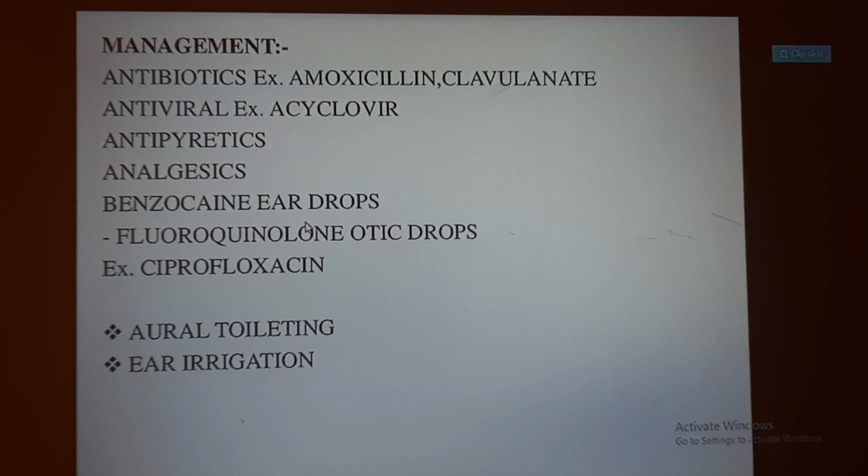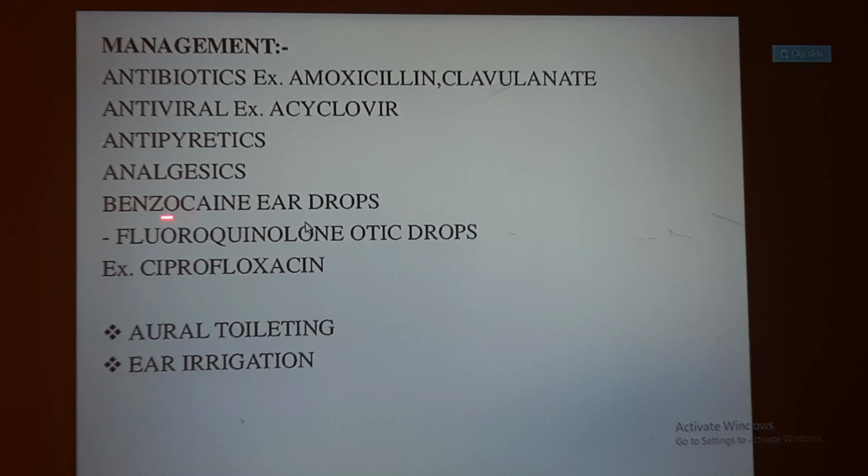Now we will see the management of otitis media. First you will give antibiotics. If the infection is caused by bacteria, you will give antibiotics such as amoxicillin. If the infection is viral, we give antiviral drugs such as acyclovir. Antipyretics are given for fever. And analgesics: usually whatever happens in the ear, there will be severe pain, so to reduce the pain you will give analgesics, that is painkillers.